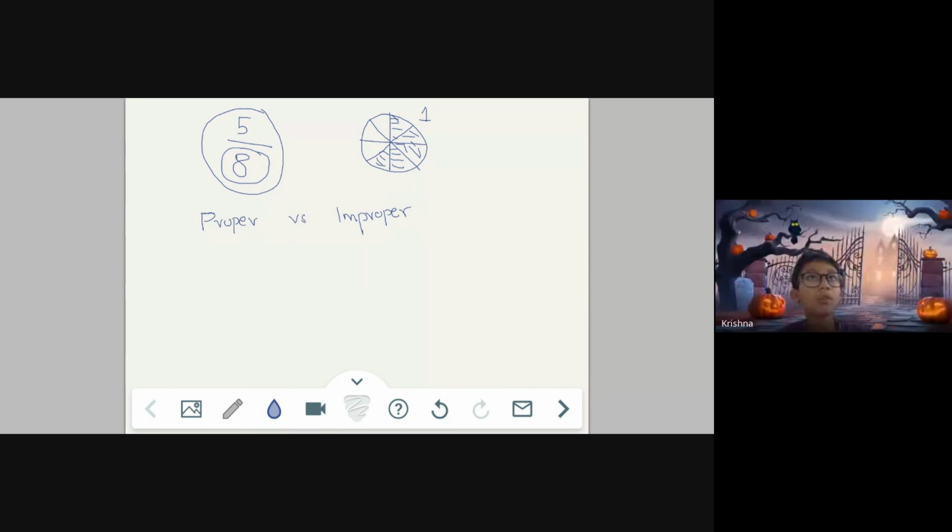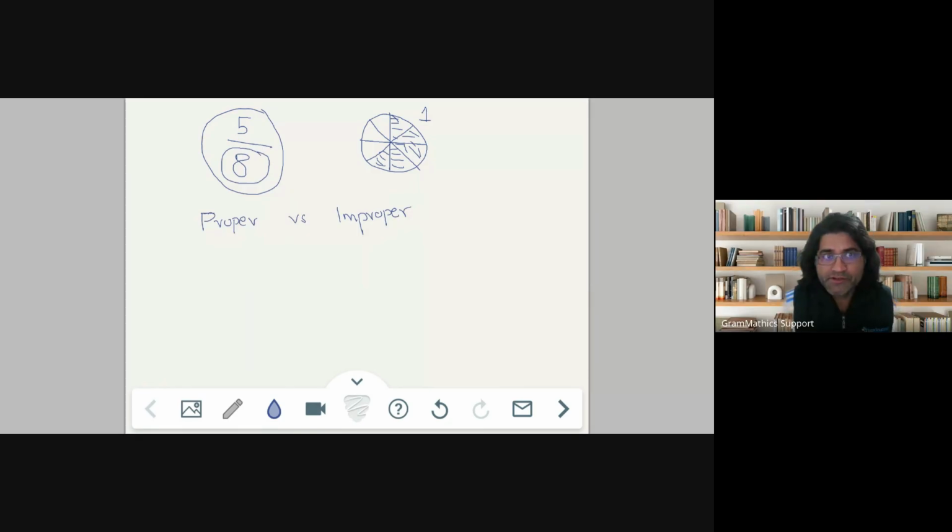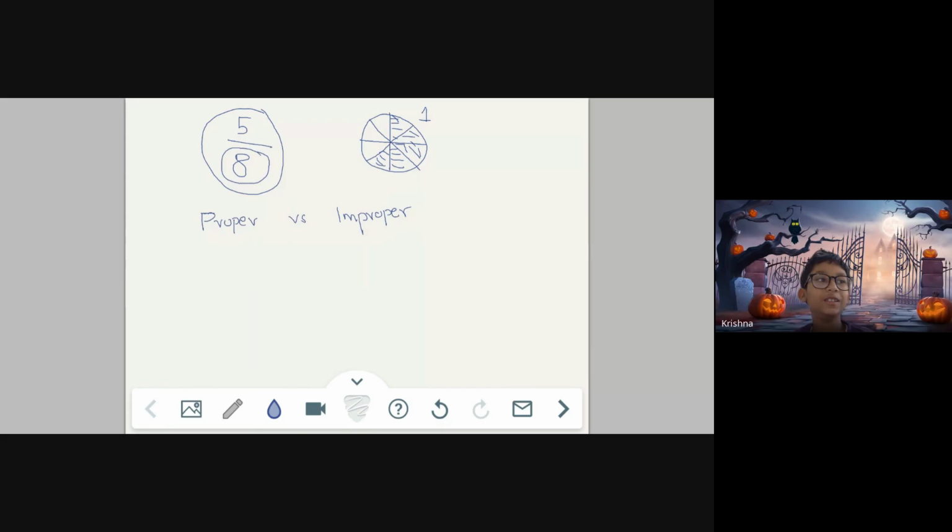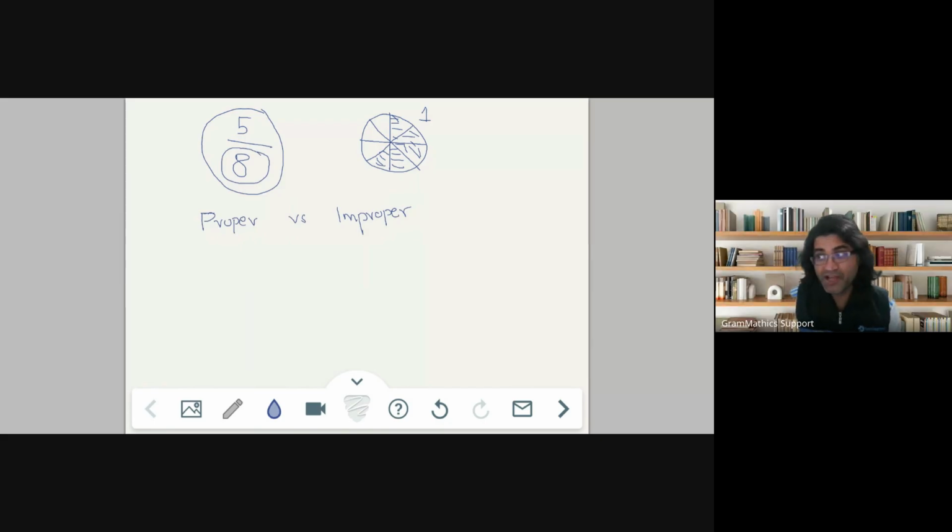A proper fraction is a fraction whose numerator is smaller than the denominator, and the improper one is the opposite of that, where the numerator is bigger than the denominator. But why do we call it improper? What is so improper about it? I never wondered. I don't really know. Anybody knows why? The answer was correct.